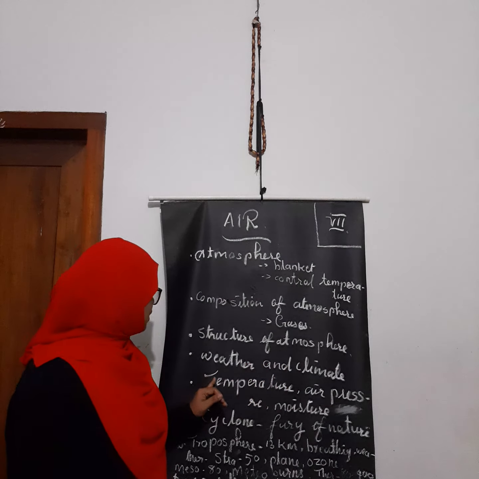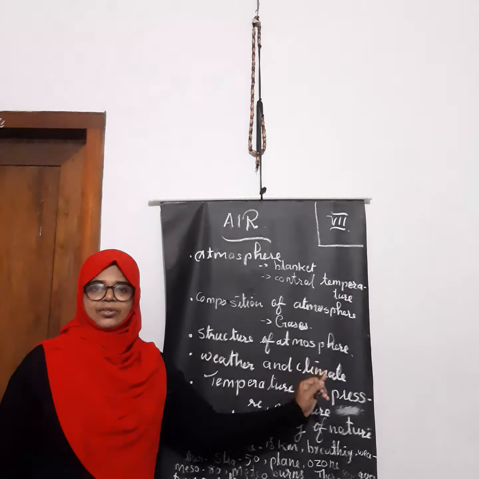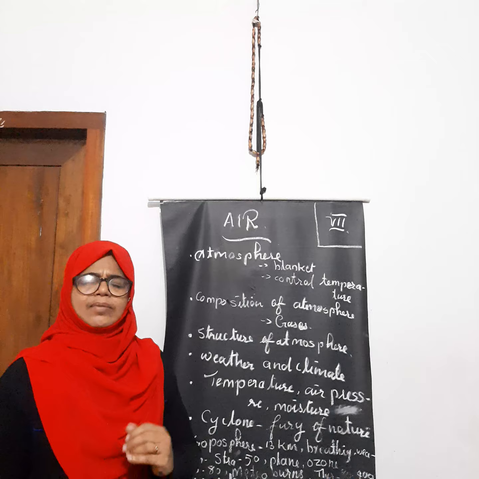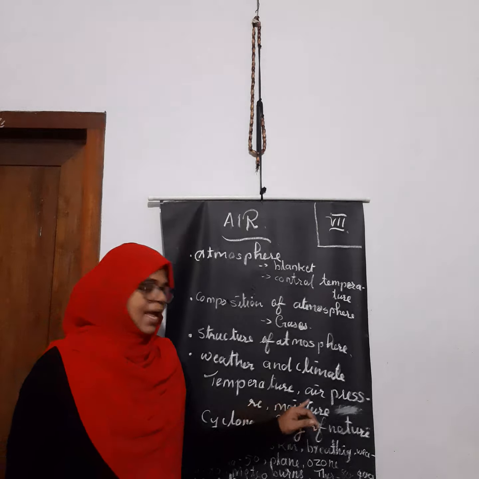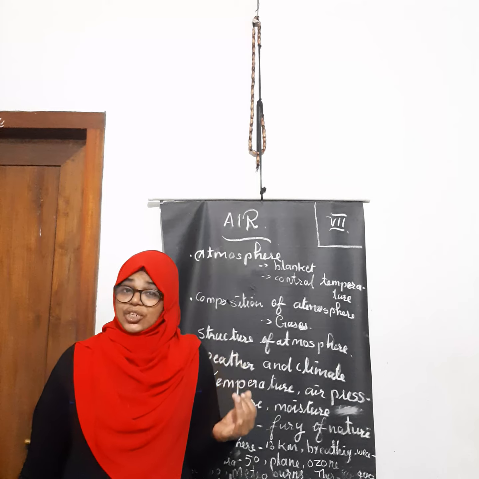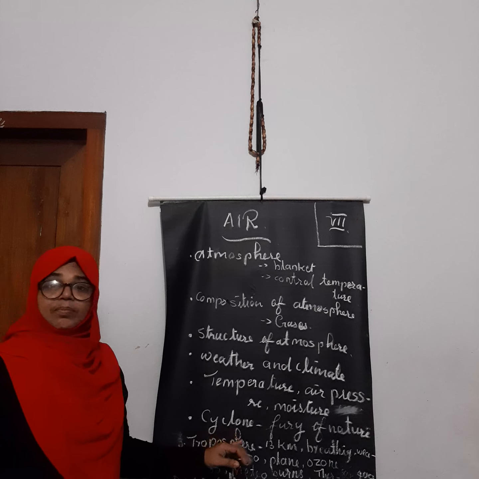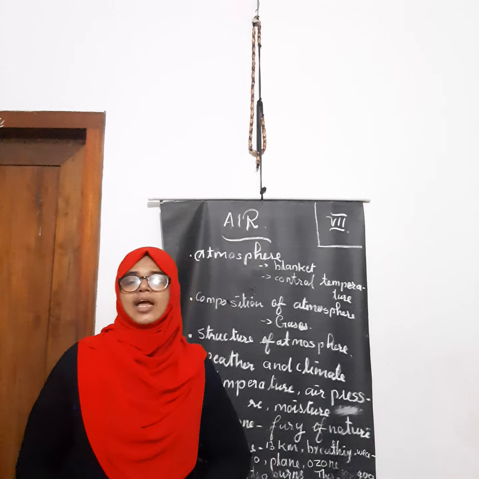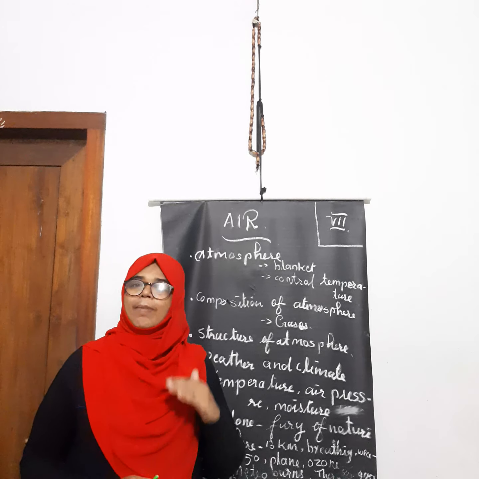Okay, next we can go through these areas today. Weather and climate. That is the first area that we are going to cover today. Weather and climate are both familiar words, don't worry, it's simple. Next one is temperature, air pressure and moisture. Next one is cyclones, meaning the fury of nature. It's actually a disastrous type of wind. Ready? Let's go through these areas step by step.